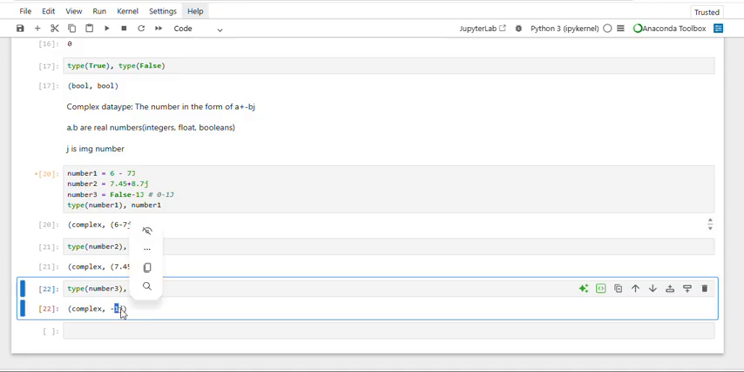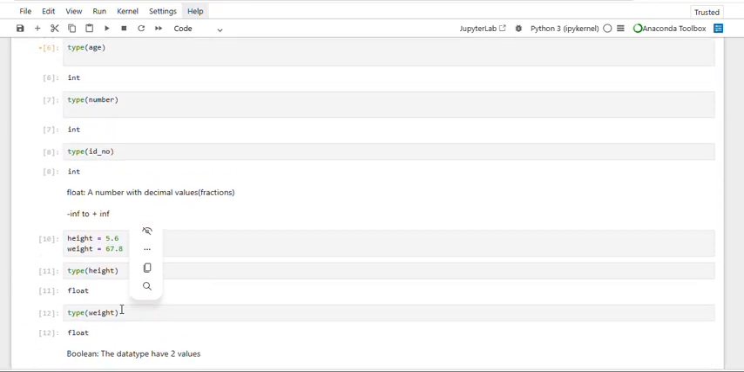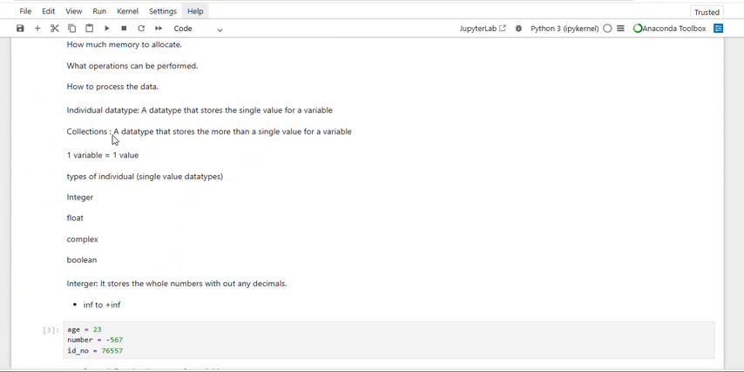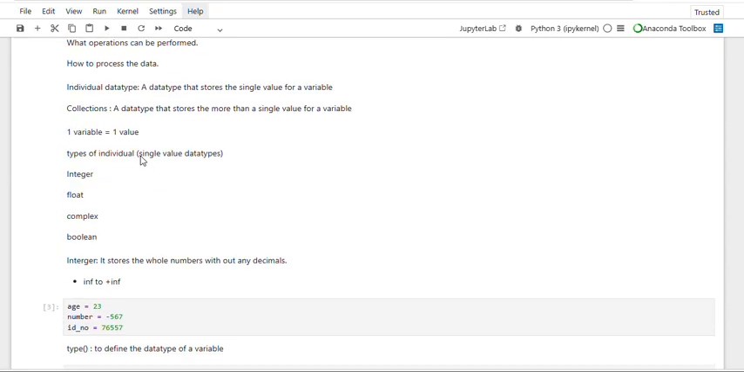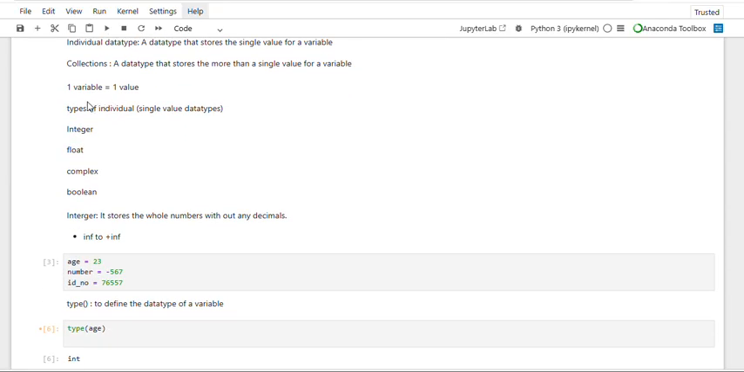Hope you understood this session, where we discussed the individual data types. So let us recap one more time. We started with the data type. A data type is nothing but what defines the type of the data, and in that we have seen the individual data types, also known as single value data types. They have a total of 4 classifications: integer, float, complex, and Boolean.